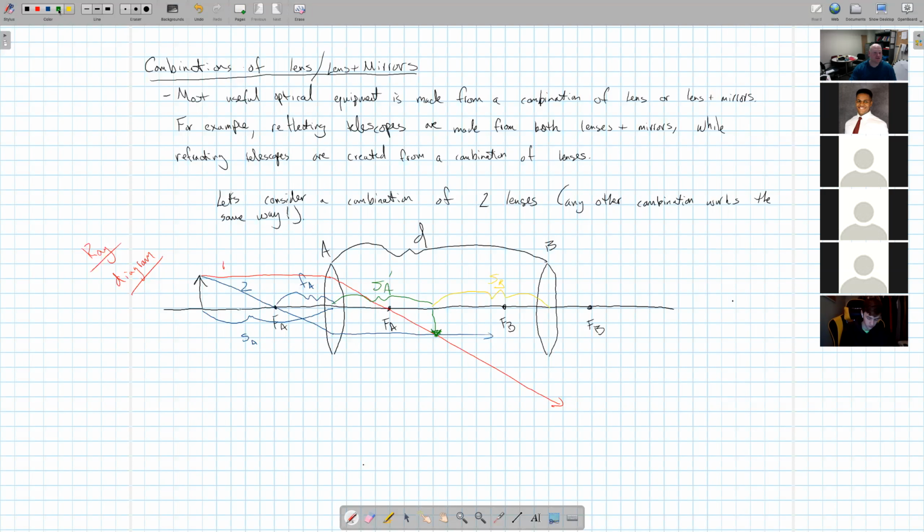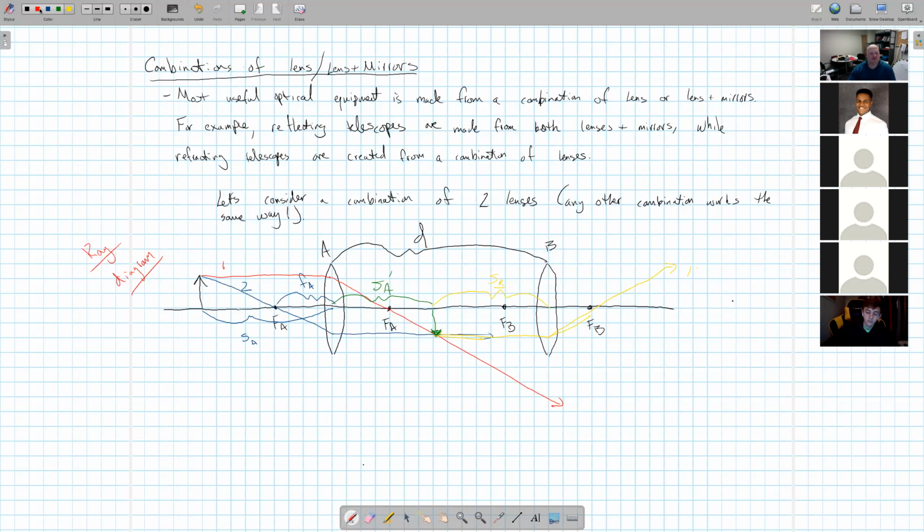From here, we're just going to do the same thing. I'm simply going to draw my ray diagram. I'm going to draw ray number 1, which is the ray that goes parallel again to the principal axis, hits the center of the lens, and then gets refracted through the far side focal point. So that's ray number 1.